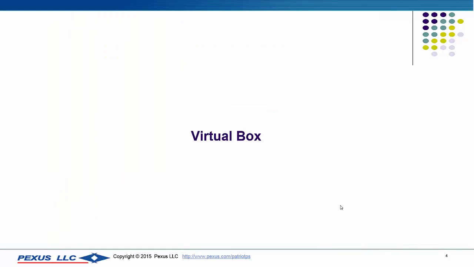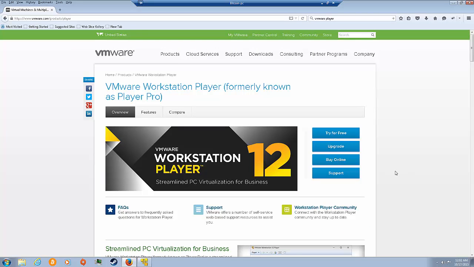This concludes importing the virtual appliance image into VirtualBox. Next, we will look at how we can import it into the VMware player. Go to the VMware website and search for VMware player. Download the VMware player and install the VMware player. After that, the process is very similar to what we saw for the VirtualBox.